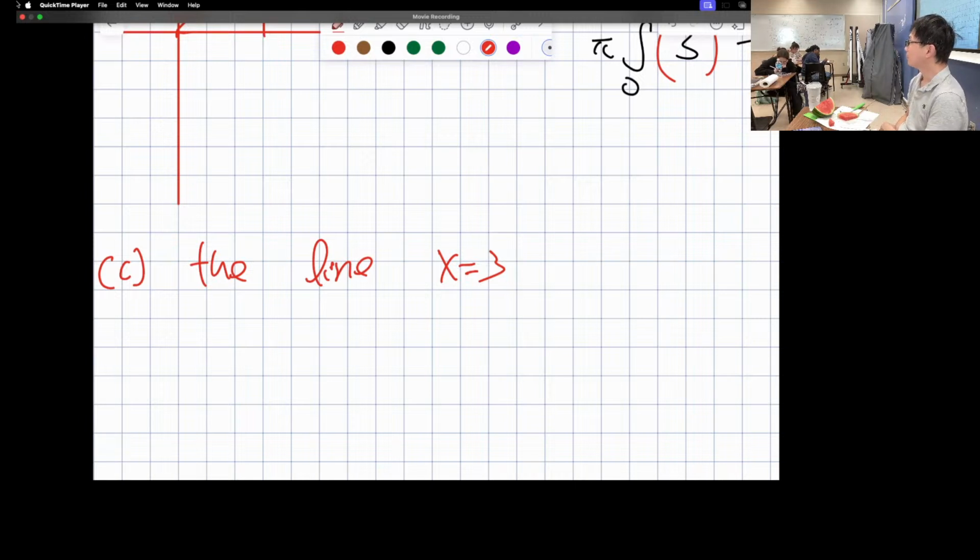Think about what kind of shape this looks like. Imagine a drill over there taking that shape and rotating it around the axis. Think about what shape it will look like.